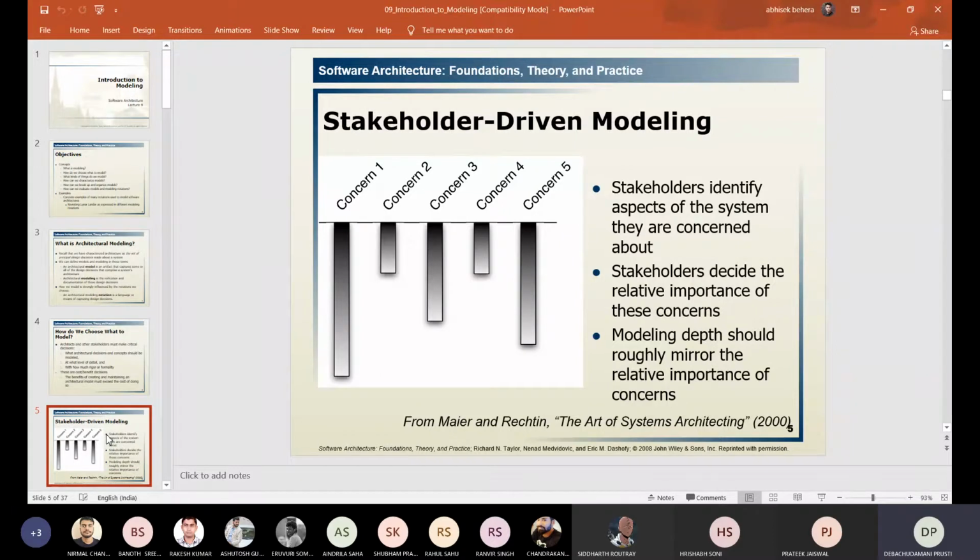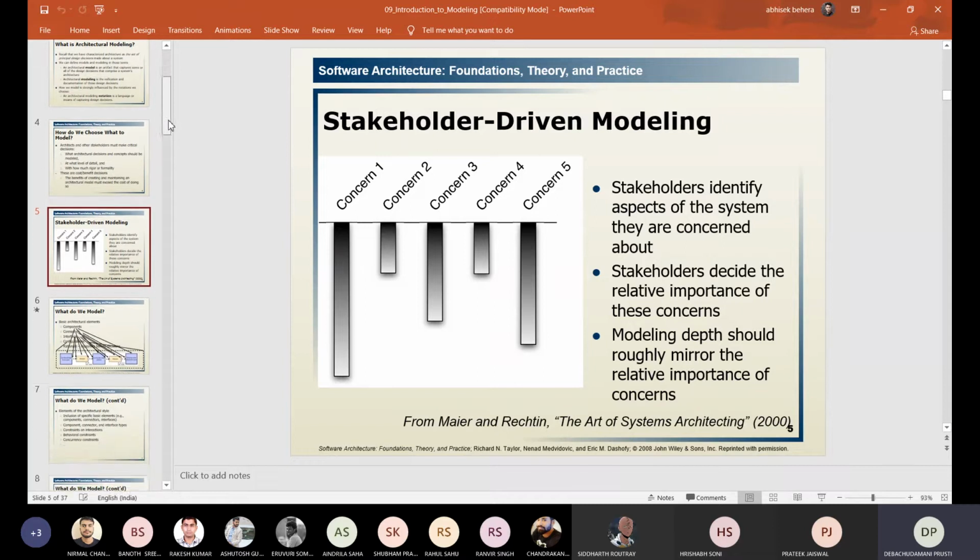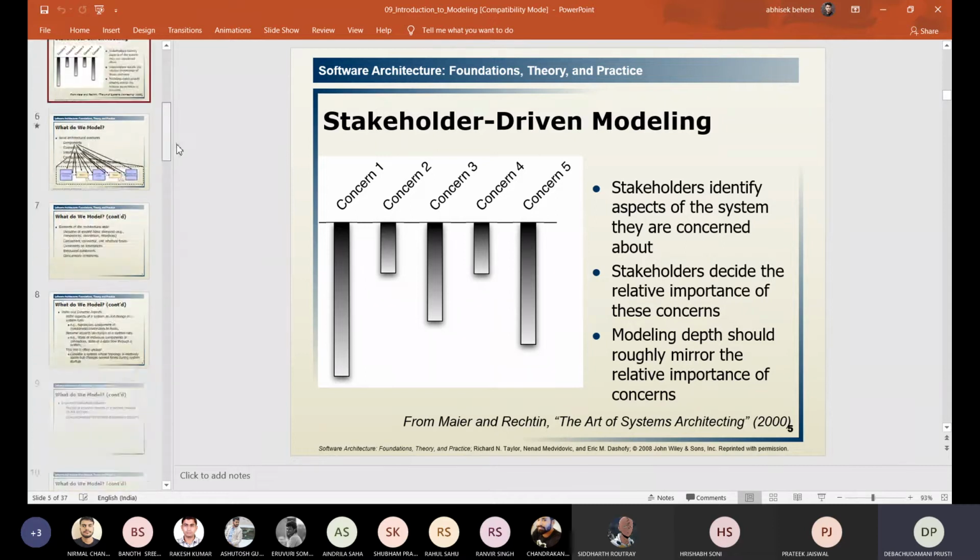Here the stakeholders will decide the relative importance of these concerns. Which concern is more important and which is less priority. And modeling depth should roughly mirror the relative importance of the concerns.